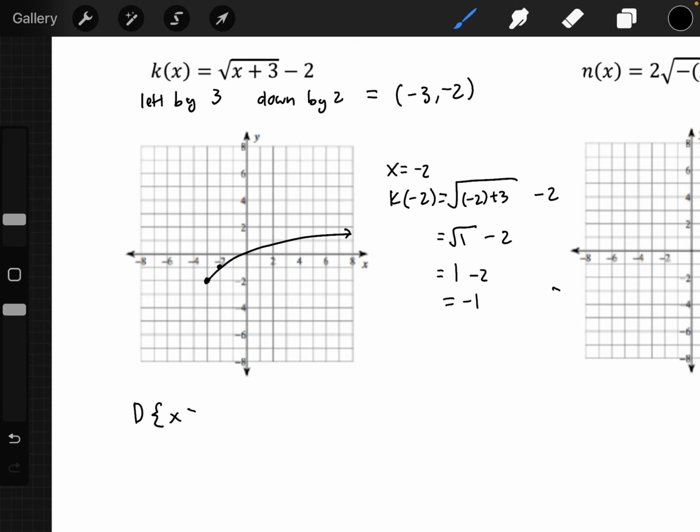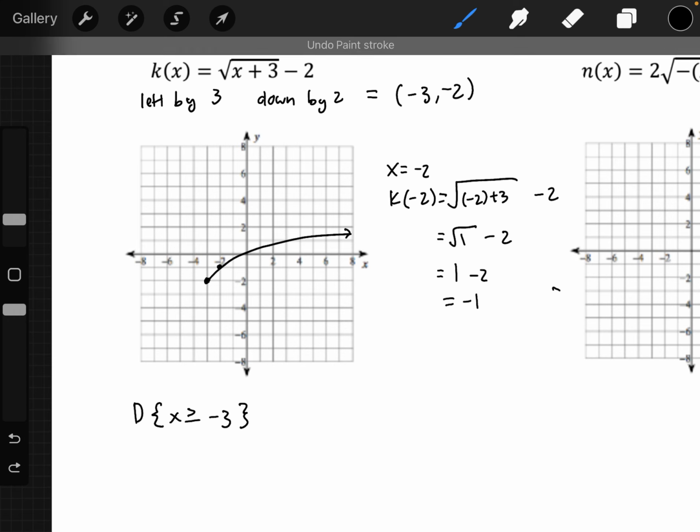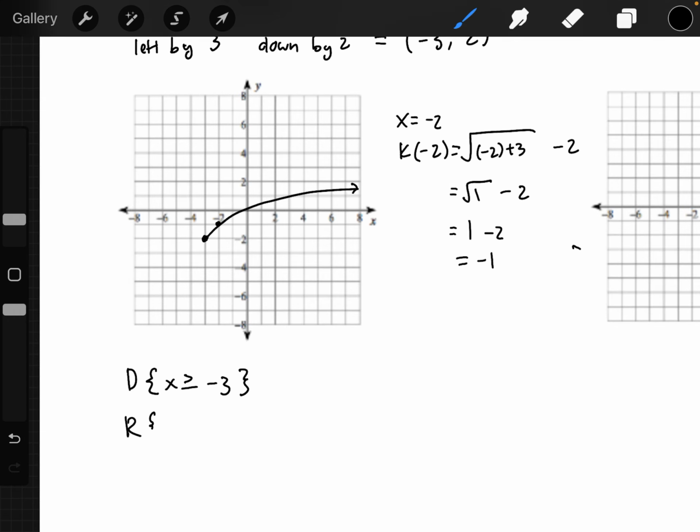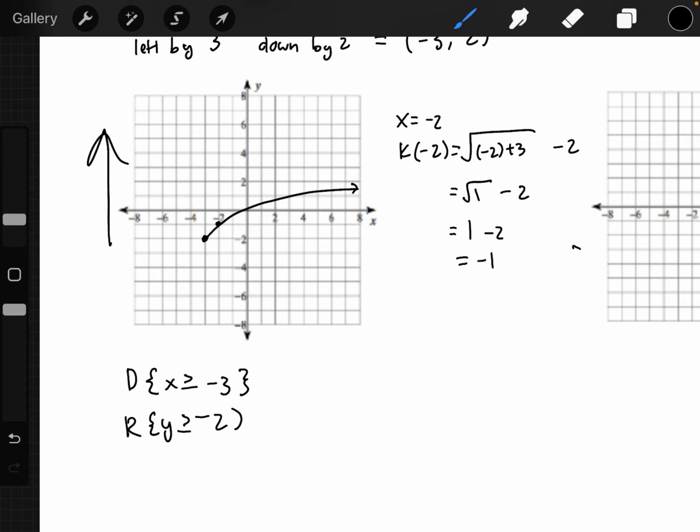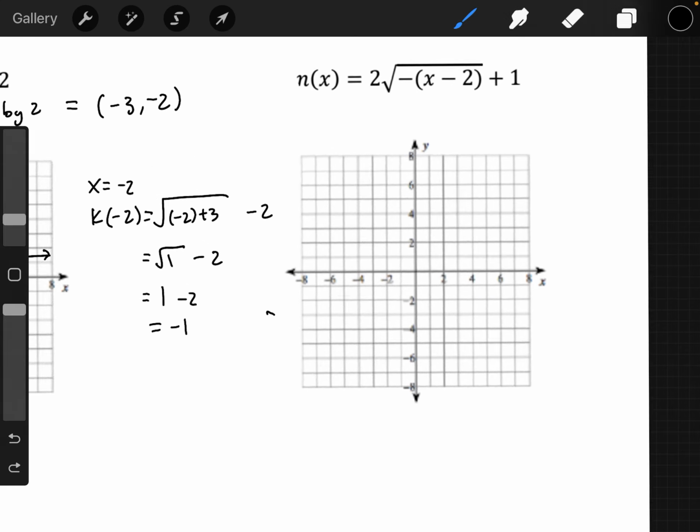So for the domain and range of this graph, the domain is when x is greater than or equal to -3, because we see here that on this part of the graph, there's no points. So x has to be greater than or equal to -3. So that's everything on this side of the graph. And so the range is y is greater than or equal to -2, because we see here, there's nothing down here, and the graph only moves above -2.